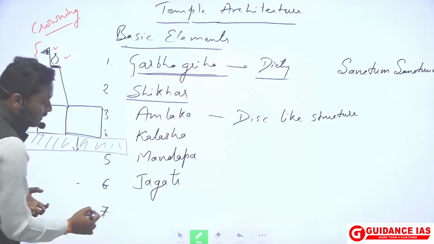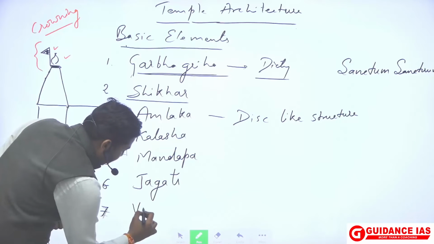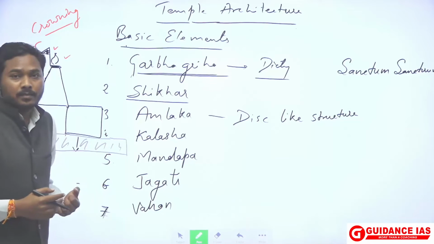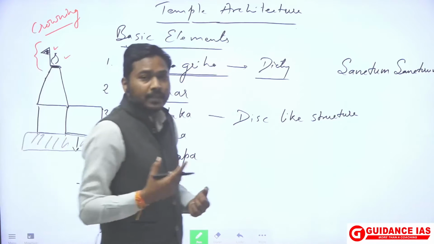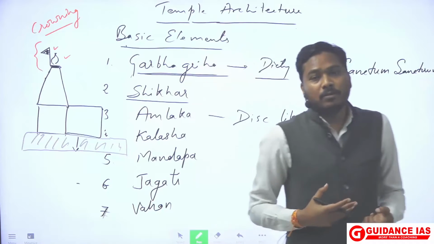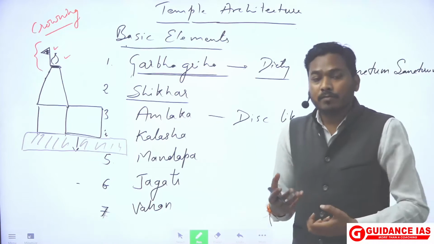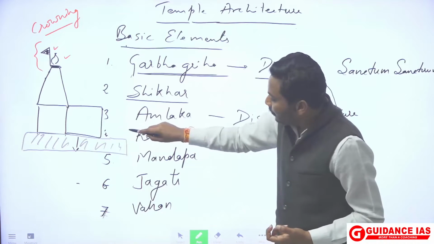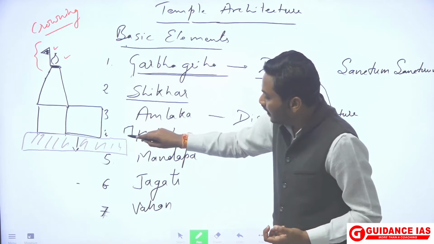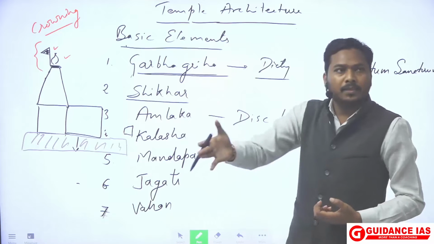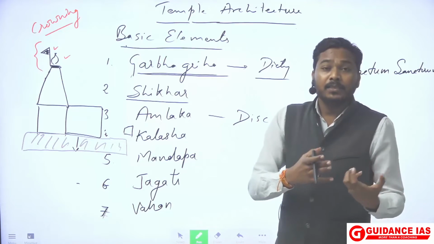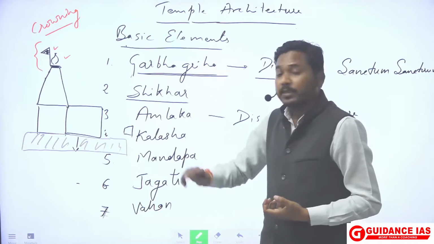Seventh element is the Vahan. You all know that in Hindu mythology, every single god has his own vehicle, or Vahan. Clear? So the Vahan is placed just in front of the temple, so that the main god, the deity, can be easily visible from this particular place.